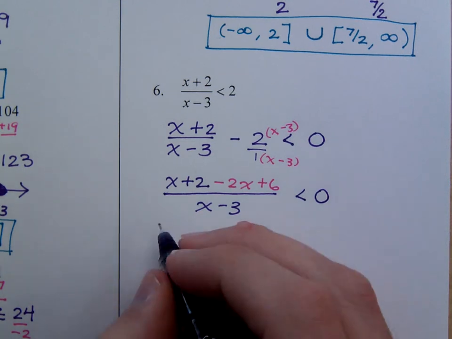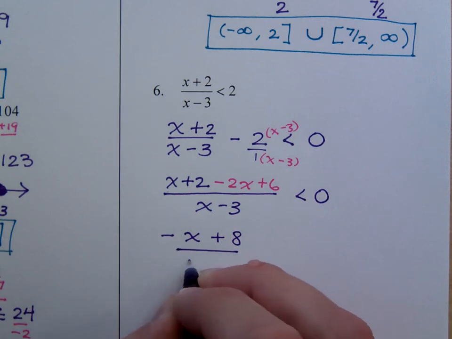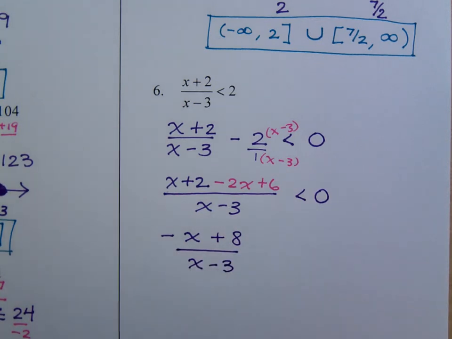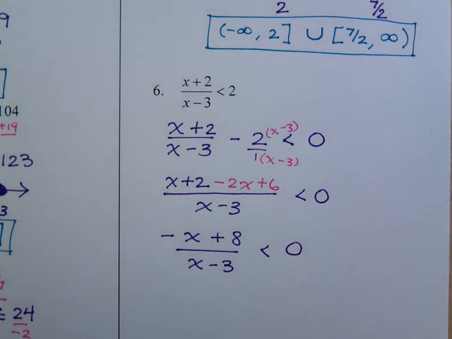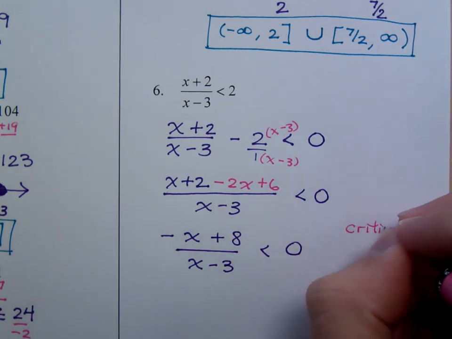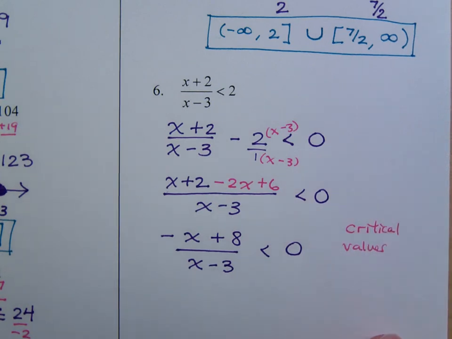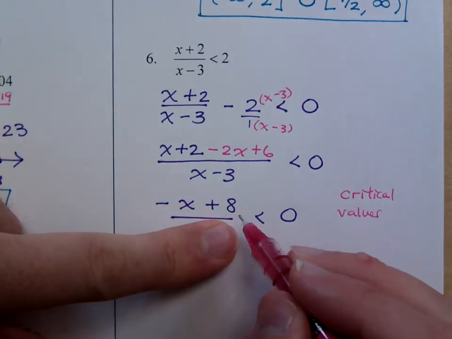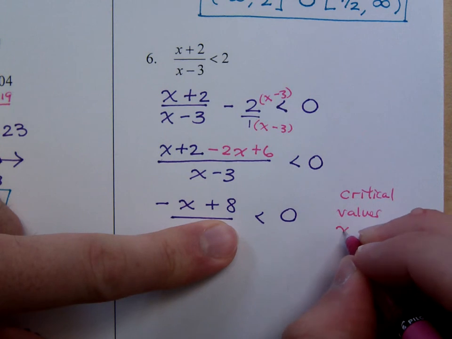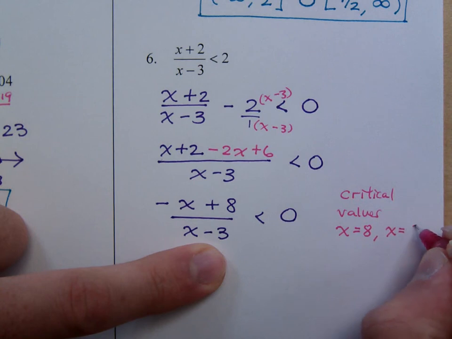Combine like terms. We have negative x plus 8 over x minus 3. And this is where we start finding the critical values. The critical values are what would make the numerator or denominator 0. So what makes the numerator 0? If you solve this equal to 0, you find out that the critical value is x equals 8. And the other one is x equals positive 3.